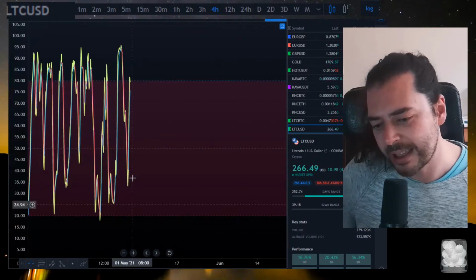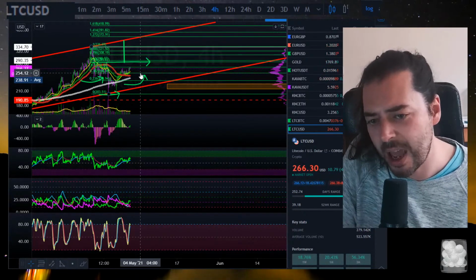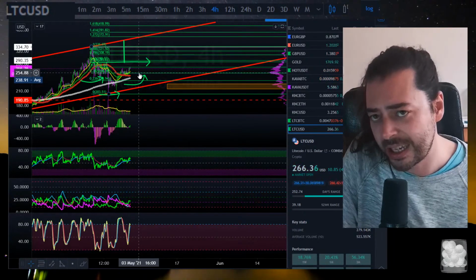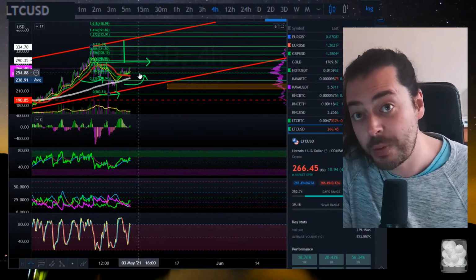Overall, the stochastic getting this tick around right here does give me a little bit of caution here and now. If we're looking for immediate entries, I'm going to say there's probably a 5 to 10% discount coming up for you.